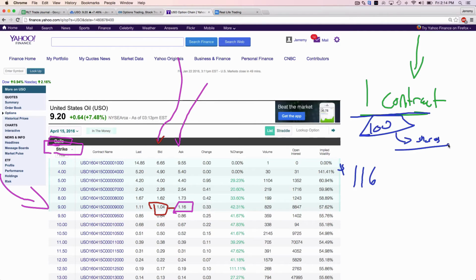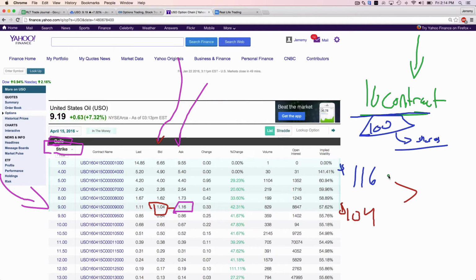So if you were to buy 100 shares, or one contract, of this particular stock option, it would cost you $116. If, as soon as you bought it, you went and sold it, you would sell it for $104. So you would lose $12 plus in-and-out commission. The second you buy this option, you'd be underwater a bit, $12 to be exact.